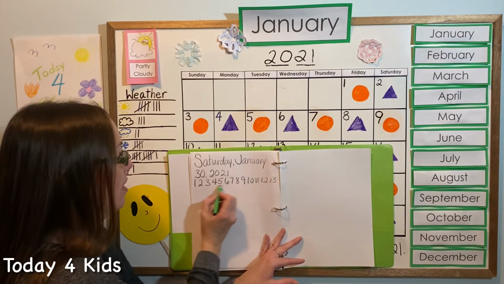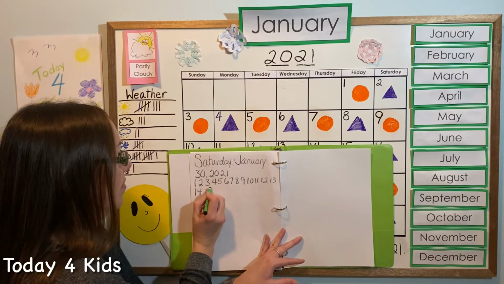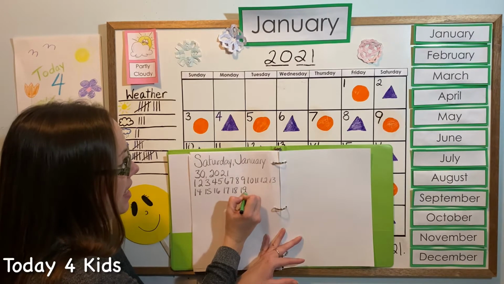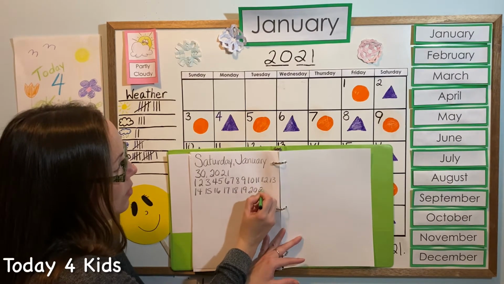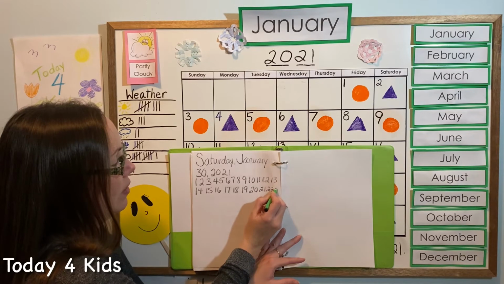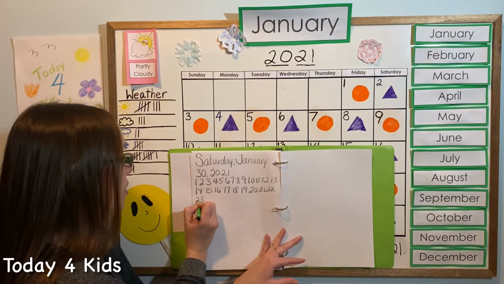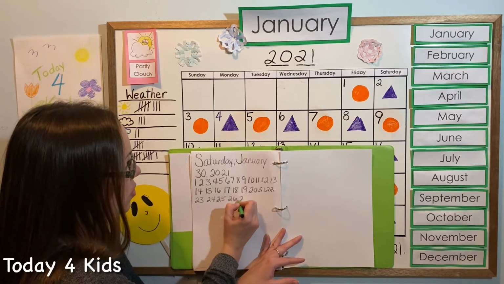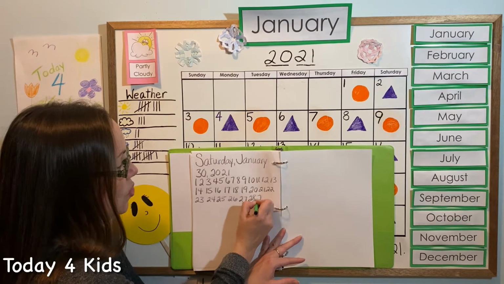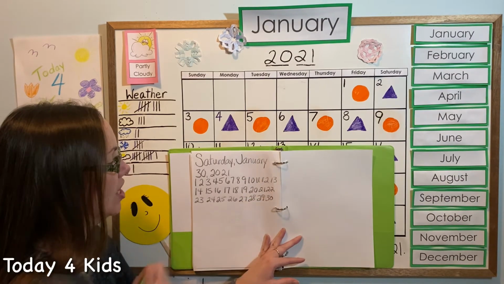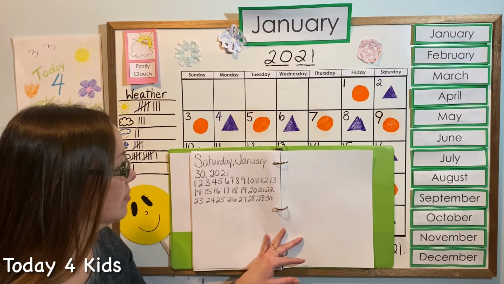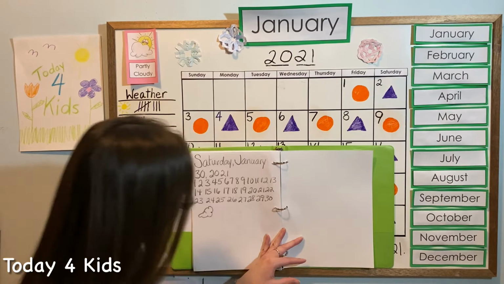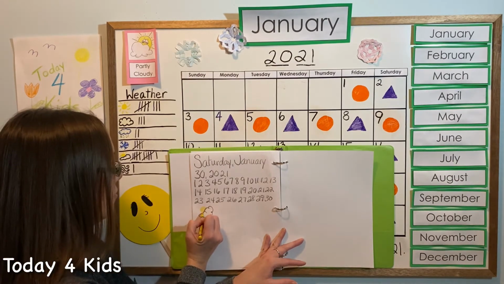I ran out of room, so I'm going to come down to the bottom here. 14, 15, 16, 17, 18, 19, 20, 21, 22. Ran out of room, so I'm going to come back down here. 23, 24, 25, 26, 27, 28, 29, and 30. That's a lot of numbers to practice, but we did it. And then I'm going to draw a cloud for our partly cloudy, partly sunny day and a sun peeking out.